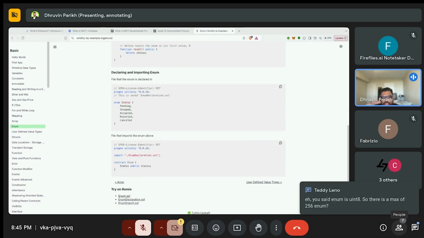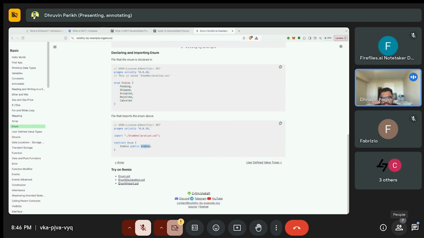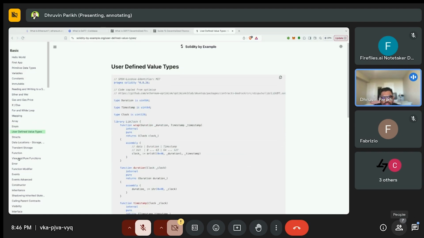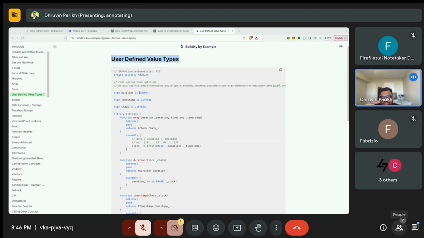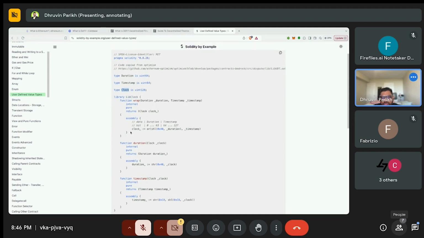An enum can be declared outside the contract, and you can just declare it like this, right? Next is a new concept in Solidity called user defined value types. If you want to use duration instead of uint64, you can do that. If you want to use the type called timestamp instead of uint64, you can do that. These are all user defined names, and you can give your own name as well. Your contract is going to identify the underlying type, the one written after "is", but you can alias it with your own names.